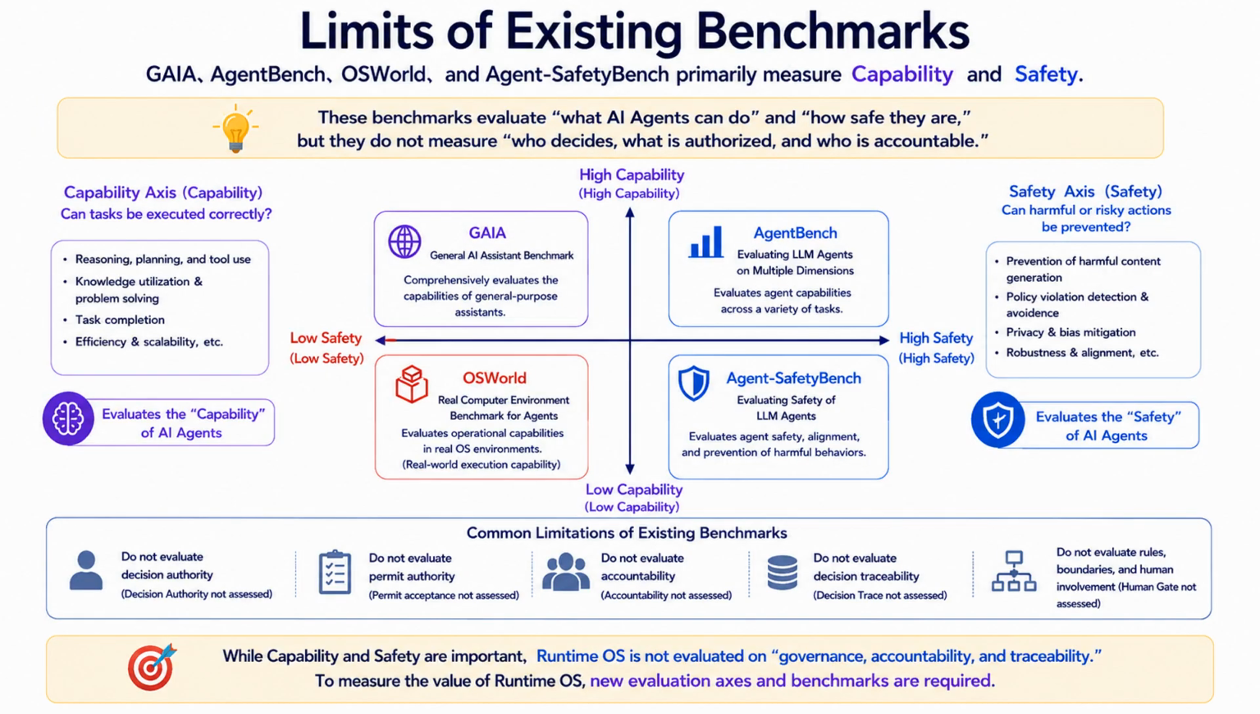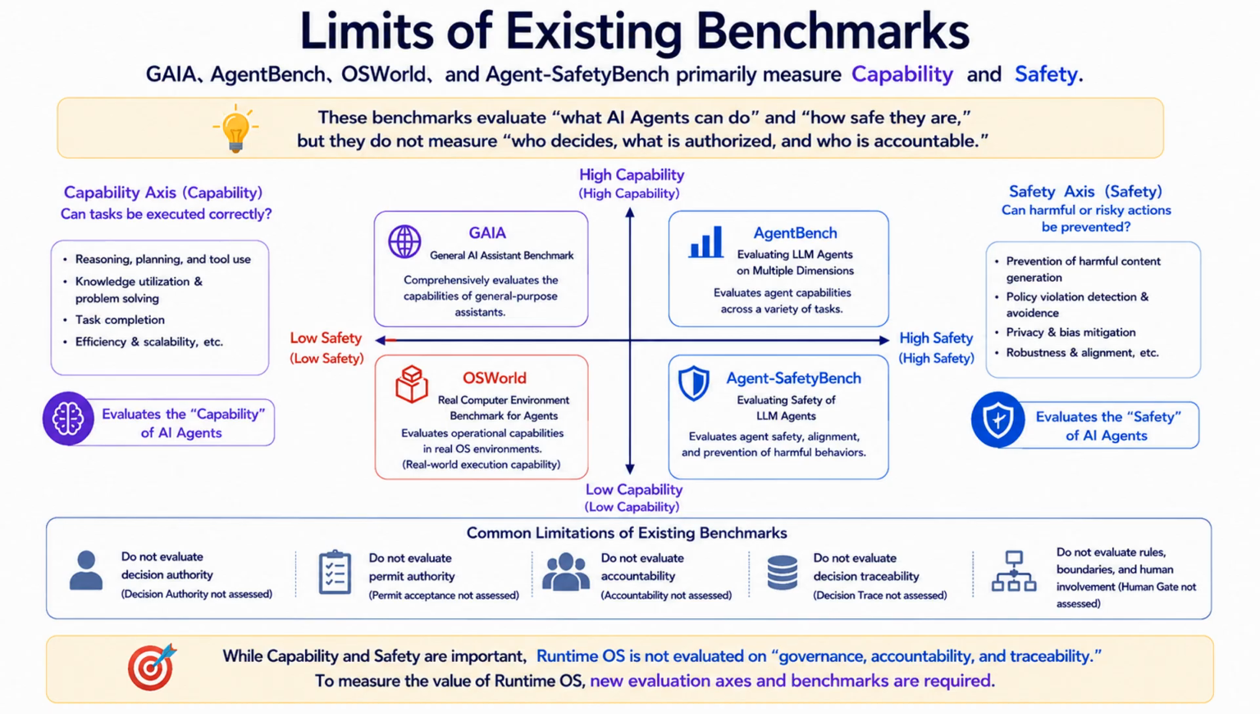Today, a wide range of benchmarks have been proposed for evaluating AI agents. Some representative examples include GAIA, AgentBench, OSWorld, and Agent Safety Bench. These are extremely important benchmarks, but they primarily evaluate two broad dimensions. The first is capability. In other words, what can the agent actually do?